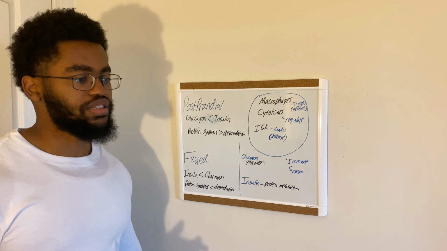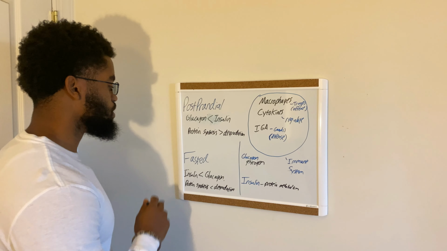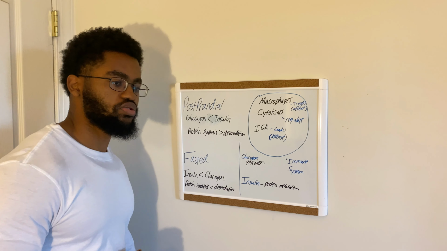So to sum this up, when you are in a fed state, your immune system response is going to be higher. Your ability to build muscle is going to be higher because insulin is elevated and glucagon is not elevated. When you're fasted, all of that flips. Your immune system's compromised. Glucagon is elevated and insulin is decreased, so your ability to build muscle is decreased.